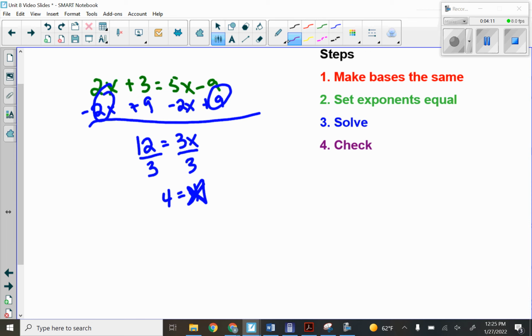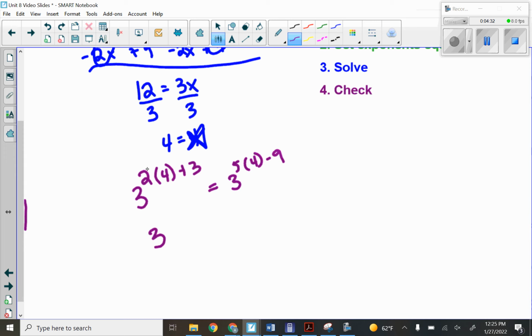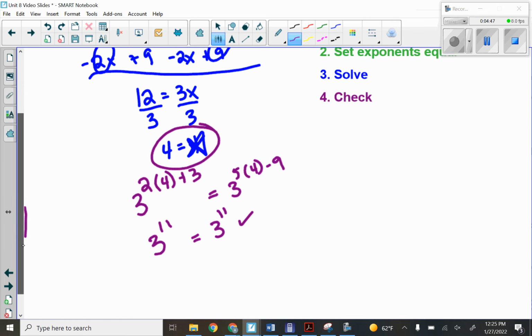And then we'd want to check that by plugging that back into our original equation. We had 3 to the 2, instead of x I'm putting 4, plus 3 equals 3 to the 5 times 4 minus 9. So this would give us 3 to the, 2 times 4 is 8, plus 3, 11, equals 5 times 4 is 20, minus 9 is 11. Those are the same, so our answer is x equals 4.